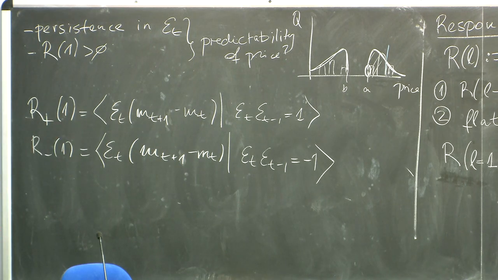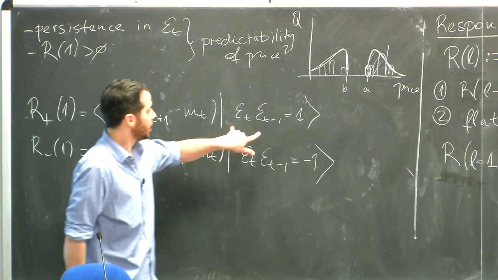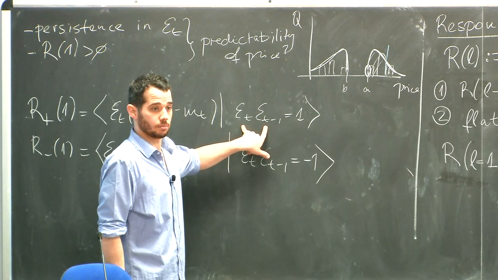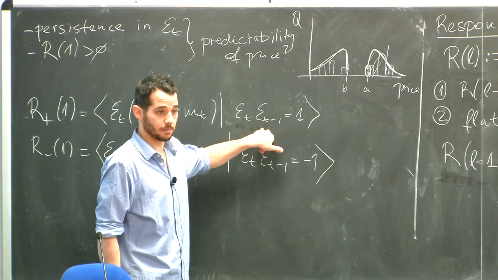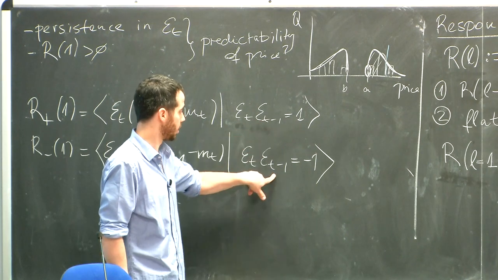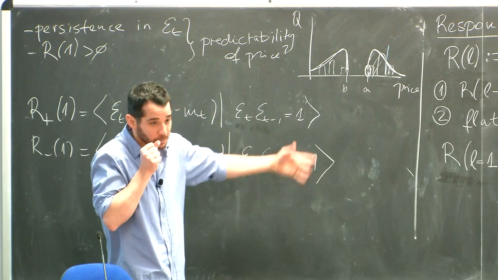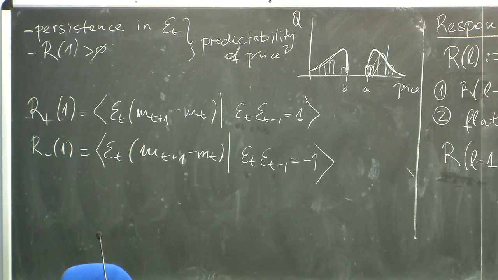So I'm not conditioning on volume anymore. I'm conditioning on whether the sign of the trade at t is the same as at t minus 1, or the opposite. The sign is plus or minus 1, so we have an easy life here, okay?